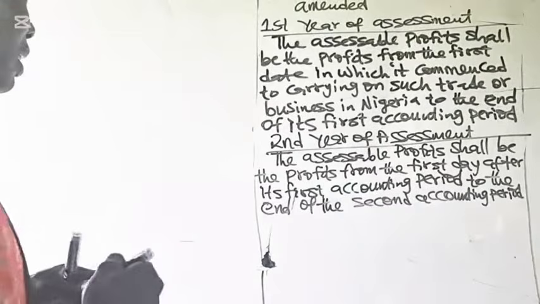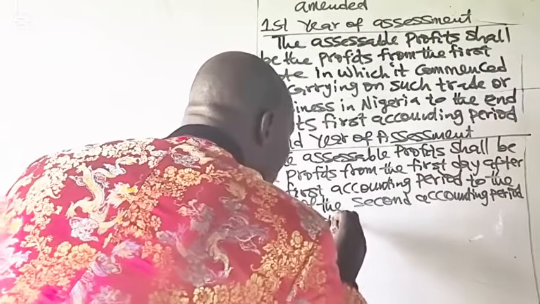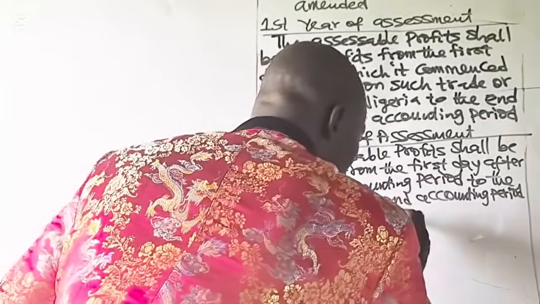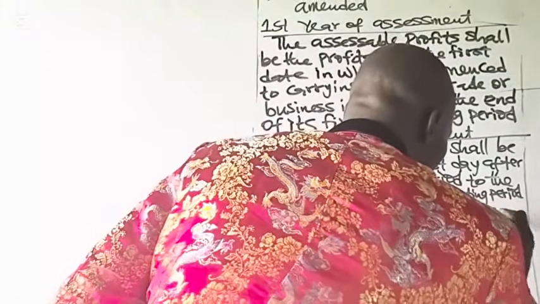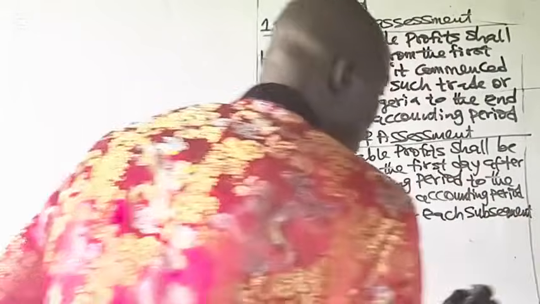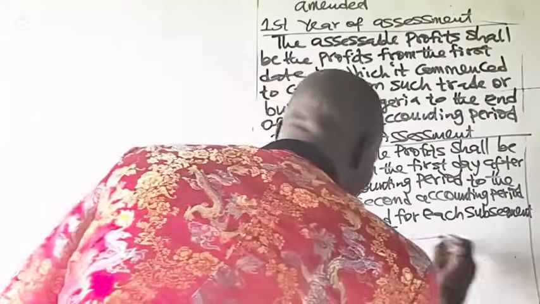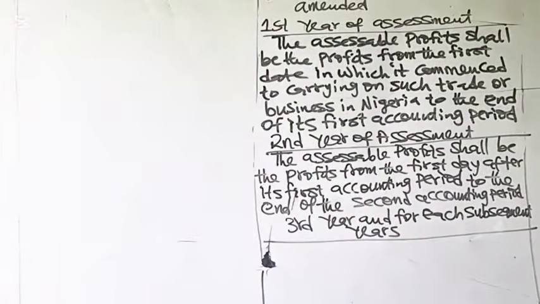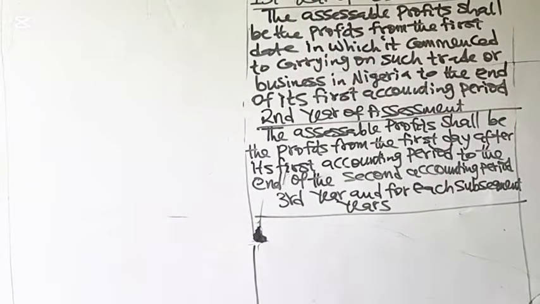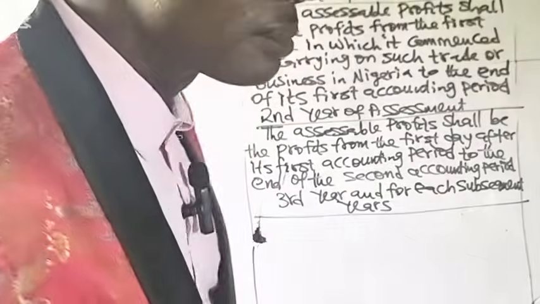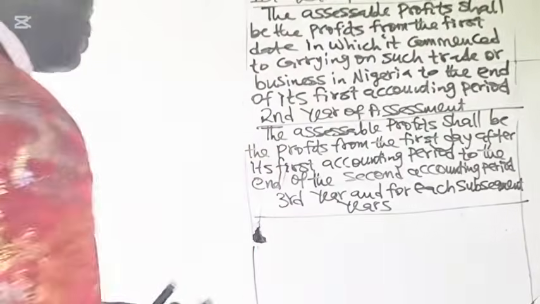Then the rule number 3, which is applicable to the third year, and for each subsequent year. This rule number 3 is applicable to the third year of assessment and other subsequent years. The assessable profits shall be the profits from the day after the accounting period just ended.